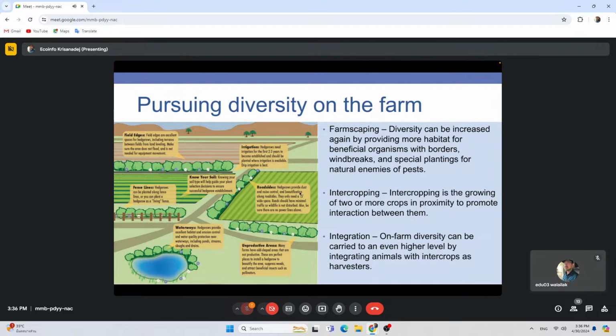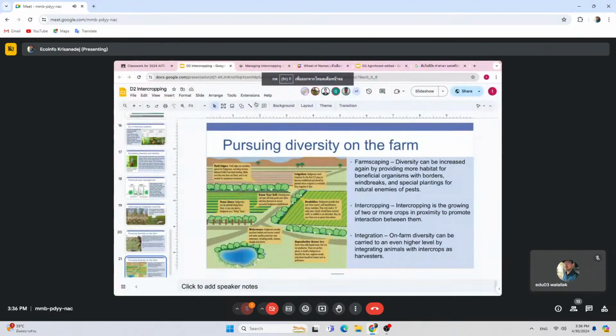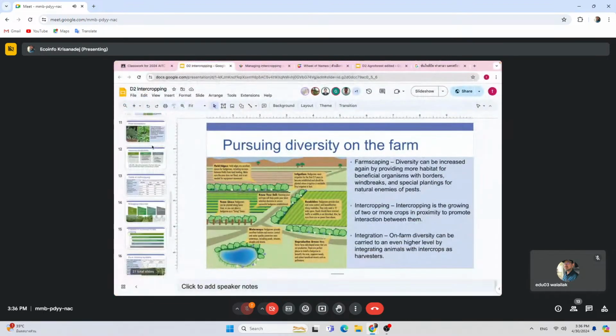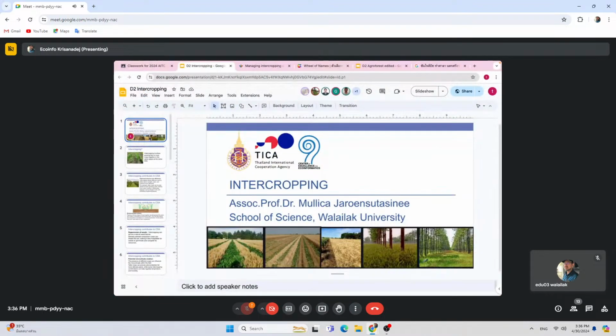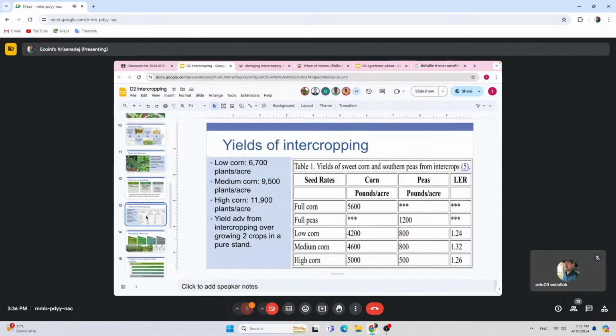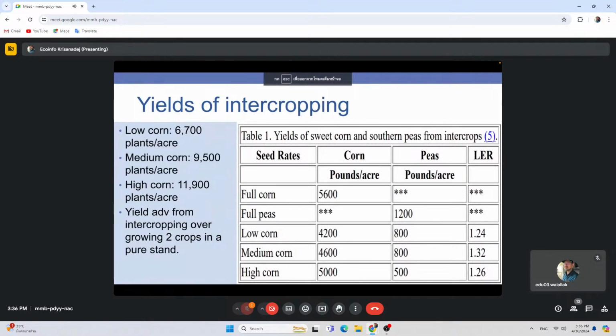This is the last slide for intercropping. Anybody has any question on intercropping? Yes. Right, okay. Number 13.